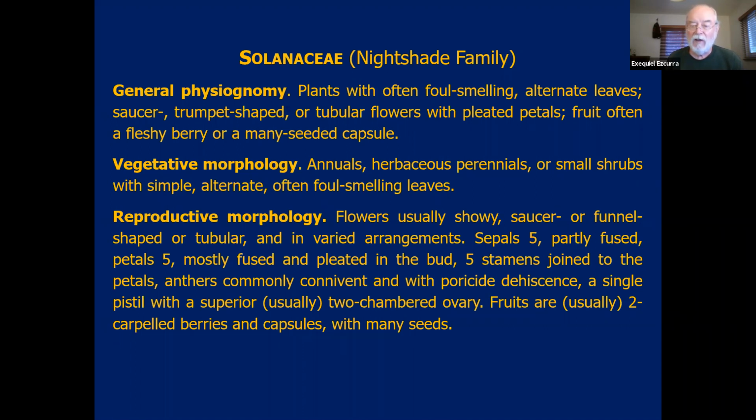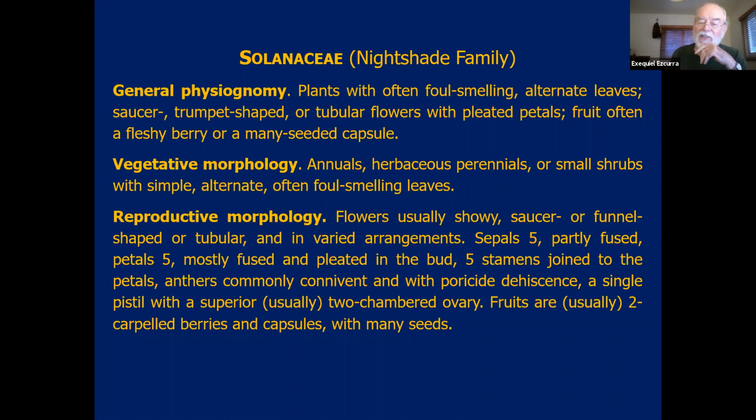The sepals are 5, partly fused. The petals are 5, mostly fused and pleated in the bud. This is very important, pleated petals. 5 stamens joined to the petals. Anthers commonly connivent. Connivent means joined to each other, sort of touching each other, forming a circle. With a poricidal dehiscence, and I'll show you in a second.